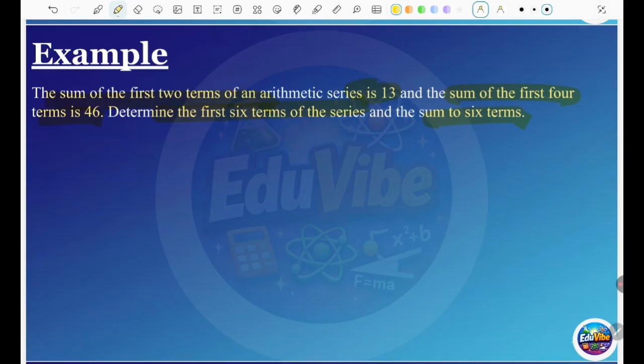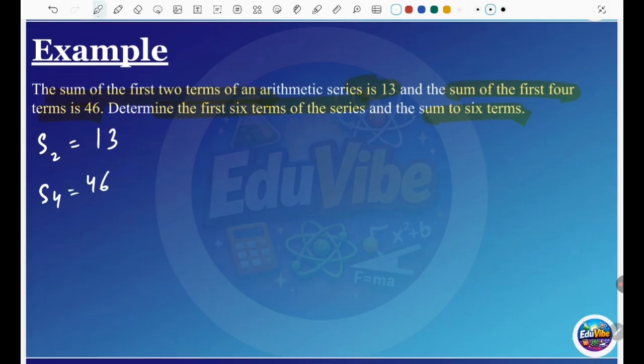We find the six terms and then this is the sum of their terms. But you have not very much information given to you. They give you the sum of the two terms is 13. Sum of the four terms is 46. So in this you can use the same thing we used in the arithmetic sequences. If you do the two equations and then the elimination method, you find T1 and D.